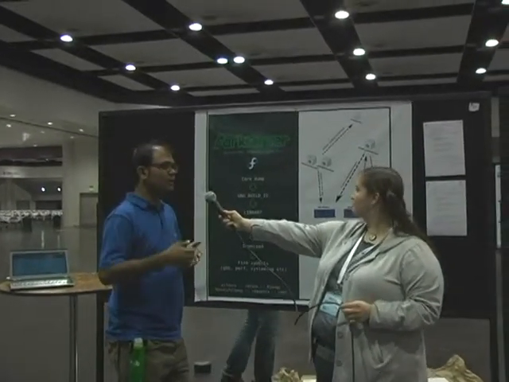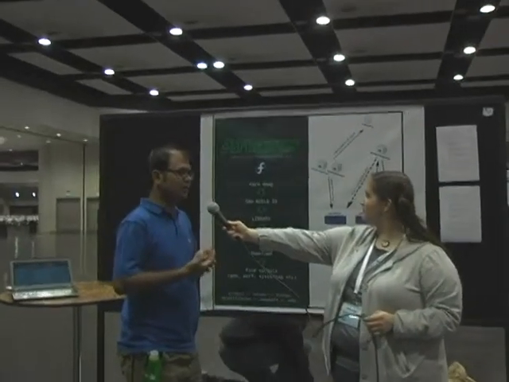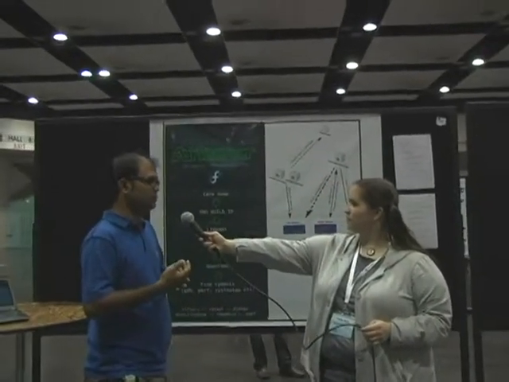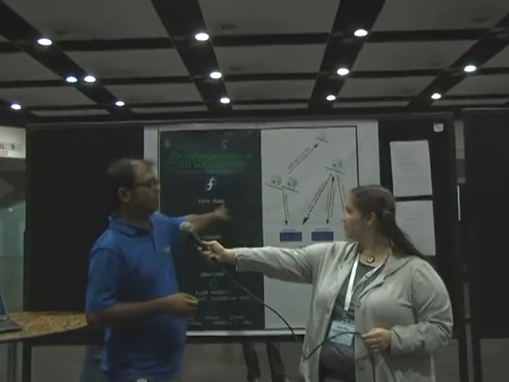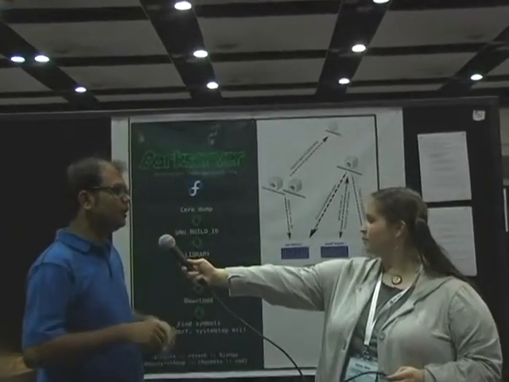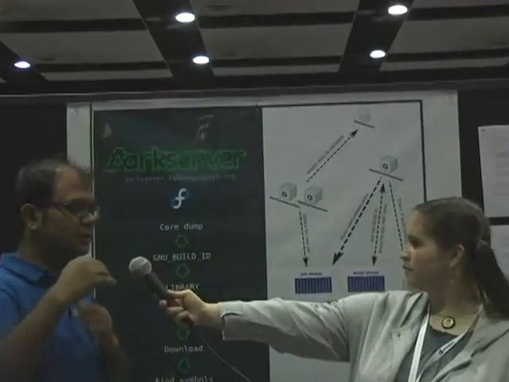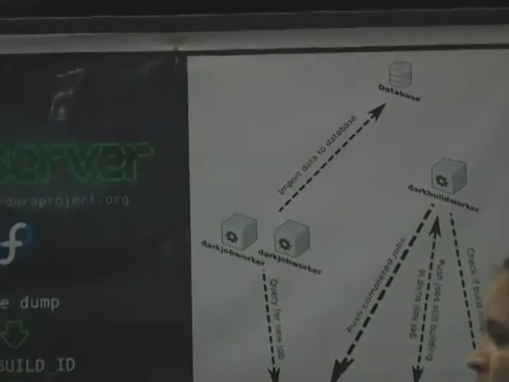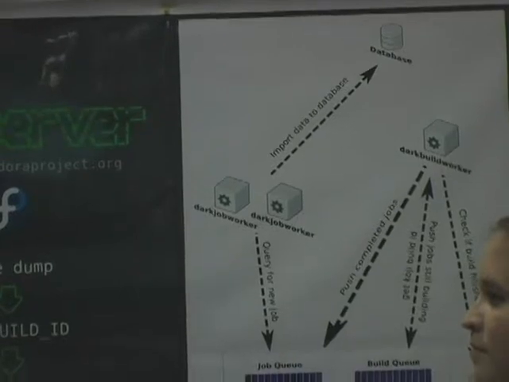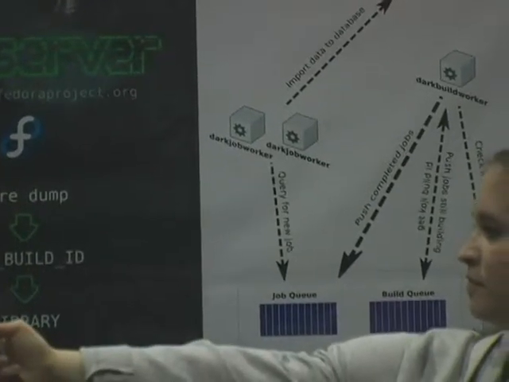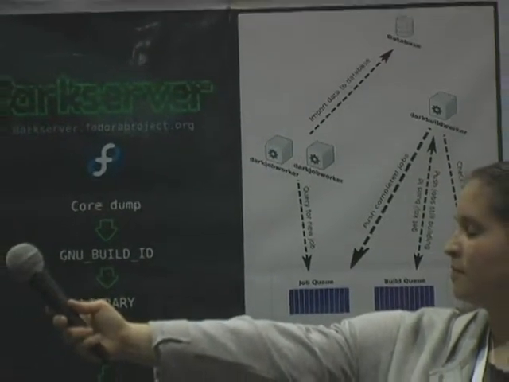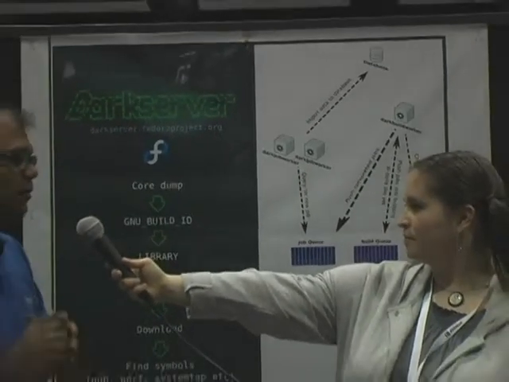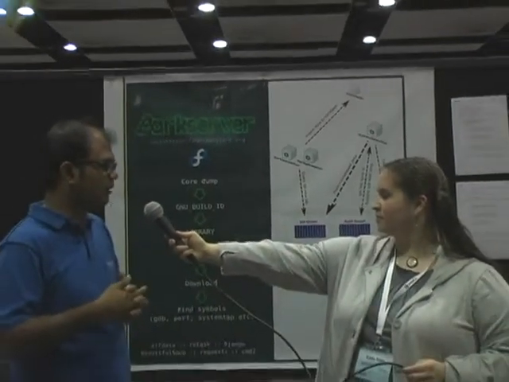So whenever a system crashes, any application or any library crashes in the Linux distributions, we get a core dump. Along with the core dump, we get all the build IDs which are present during that crash. Darkserver is basically a simple web server which allows debugging tools to find, based on these build IDs, which libraries and or binaries were present during the crash.